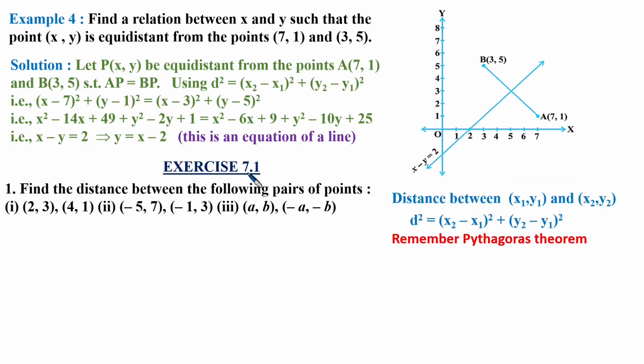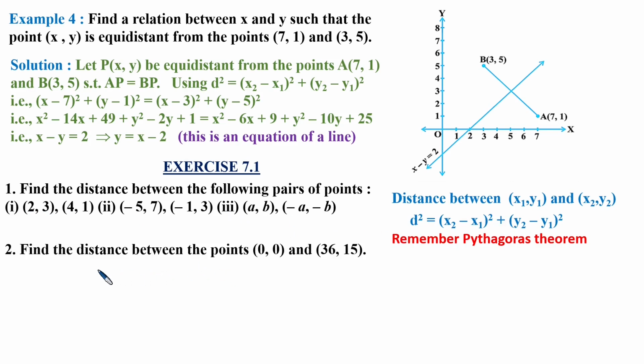Now exercise 7.1. Find the distance between the following pair of points. So this is very easy. I will not do all this. This formula you know. So suppose A, this is B. So this is x1, y1, x2, y2. Just substitute here and you will get it. It is very trivial. I will not waste time here.